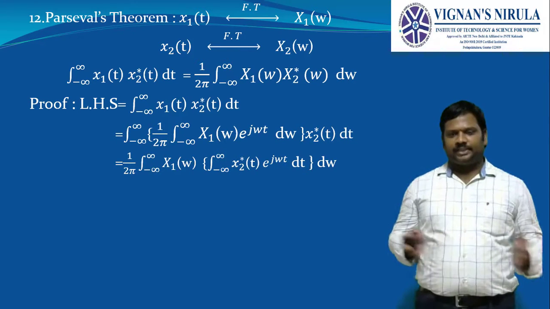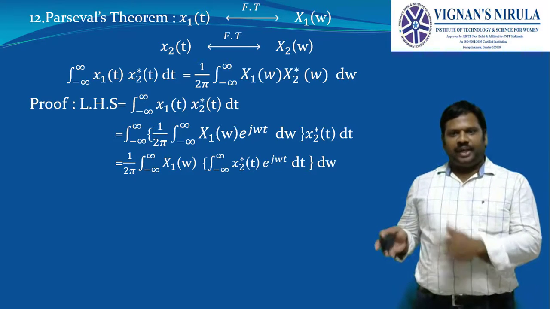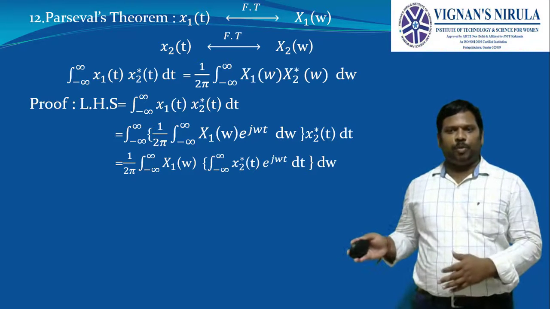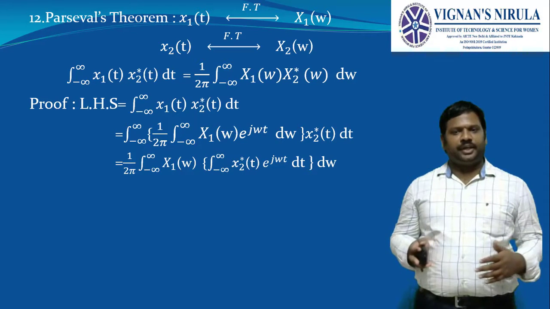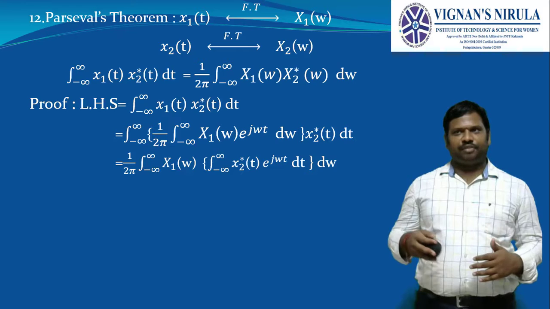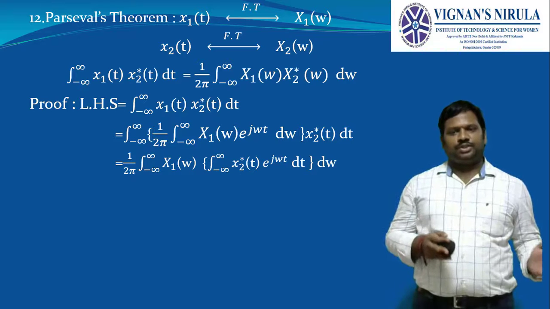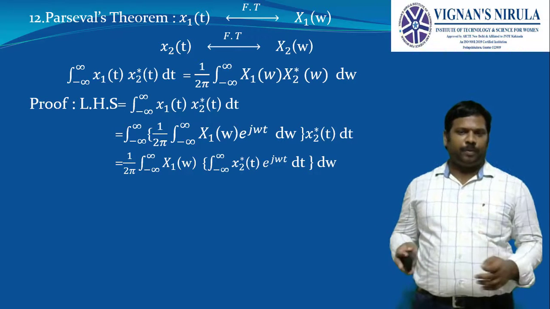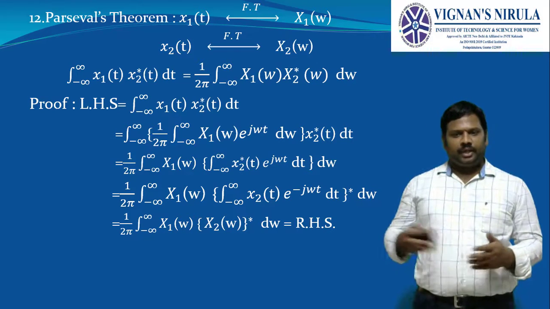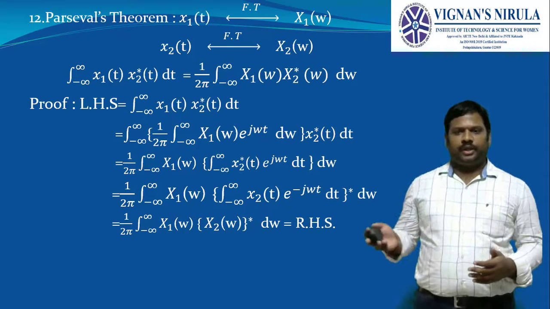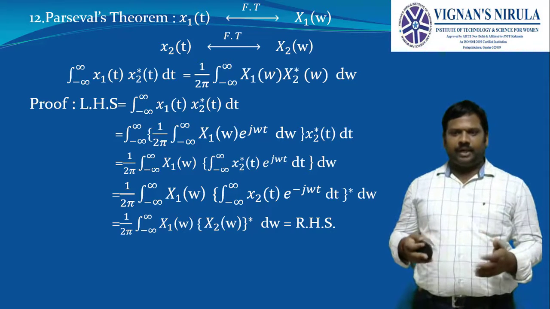Therefore, take the LHS and substitute what x1 of t is. x1 of t is equal to 1 by 2 pi from minus infinity to infinity X1 of omega e power j omega t d omega, times x2 star of t dt. Change the order of the integrations. Write the 1 by 2 pi integral from minus infinity to infinity of X1 of omega. The second one is the integral from minus infinity to infinity of x2 star of t e power j omega t dt, and d omega. Then perform that integration by taking the whole complex conjugate. That will be nothing but our X2 of omega. Then the first part has X1 of omega only, with the whole complex conjugate taken. That is nothing but our RHS.